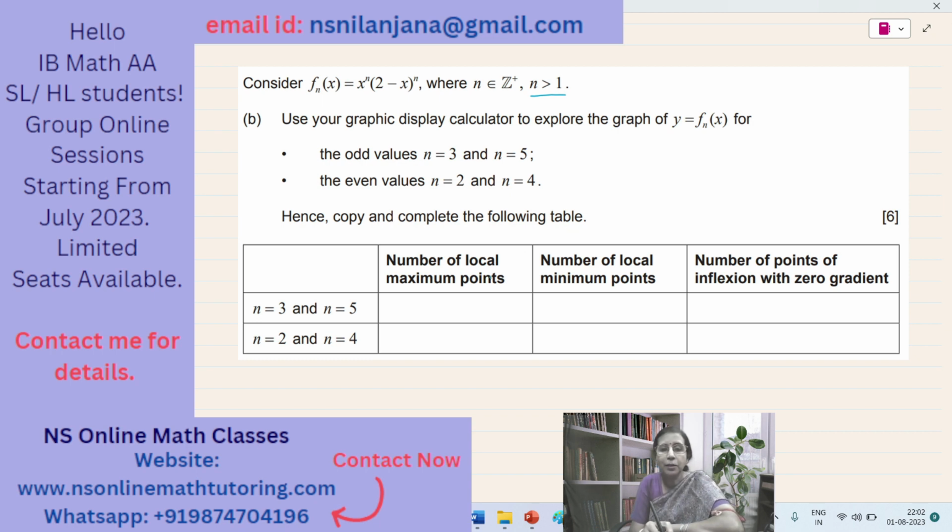Hence, copy and complete the following table. The table has n equal to 3, n equal to 5, n equal to 2, n equal to 4, and the columns are number of local maximum points, number of local minimum points, number of points of inflection with 0 gradient. Okay, fine. So first of all, we have to get the graphs of all these 4 n values. Okay, n equal to 3 and n equal to 5. So it will be x cube times (2 minus x) whole cube for the first case.